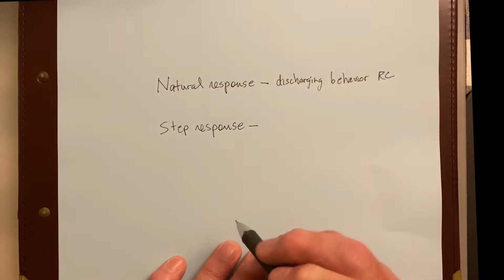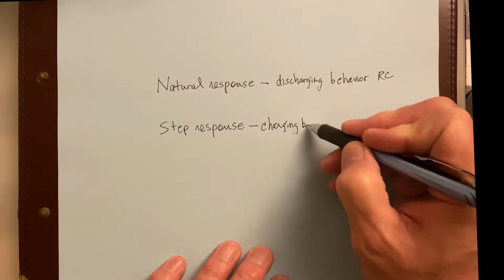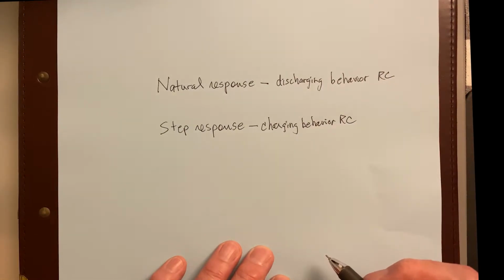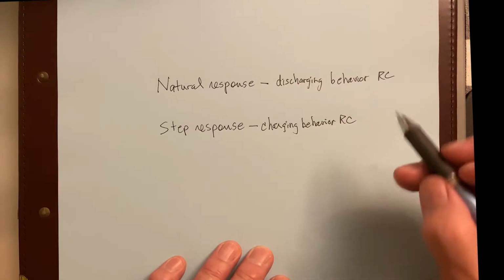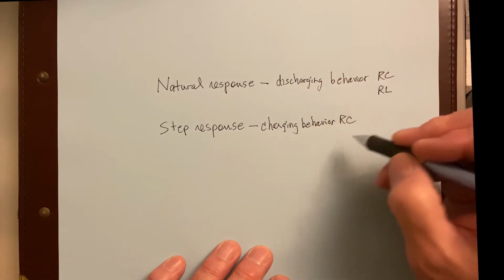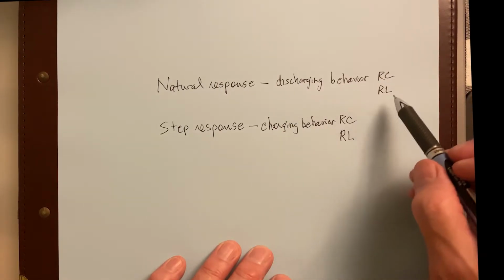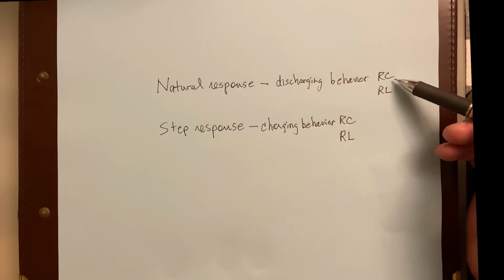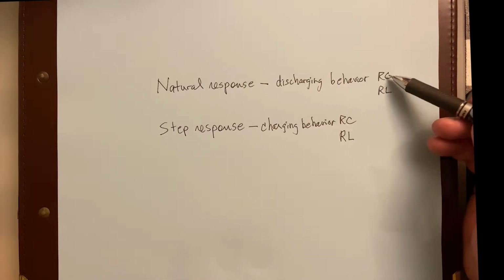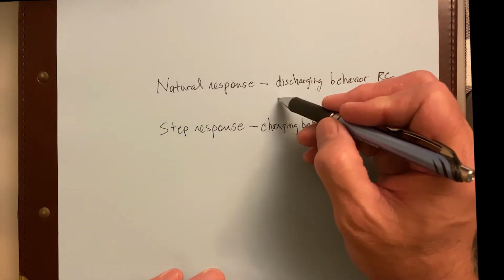Okay, however, if we're charging it up, the charging behavior for an RC circuit would be called the step response. Now, that kind of makes sense when you're talking about RC circuits, but when you're talking about RL circuits, where we have a resistor and an inductor together, you don't really talk about charging and discharging. And that's because, well, it makes sense when you're talking about capacitors, but it doesn't make sense when you're talking about inductors.